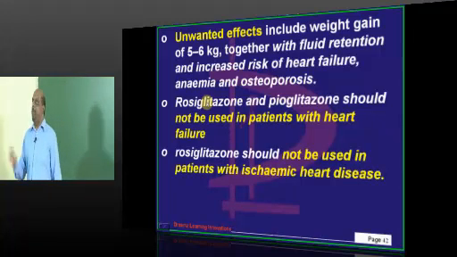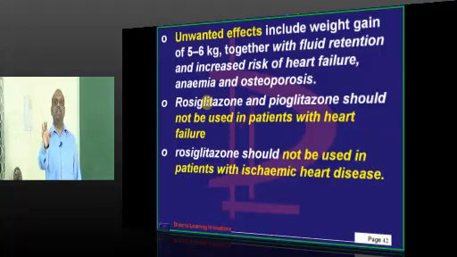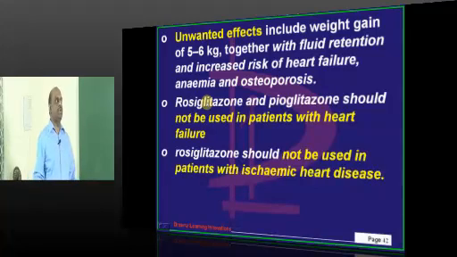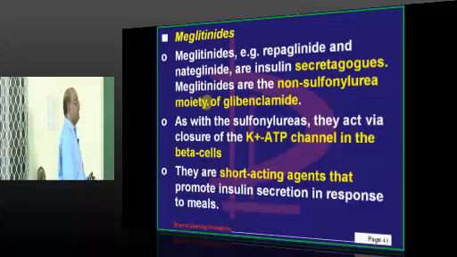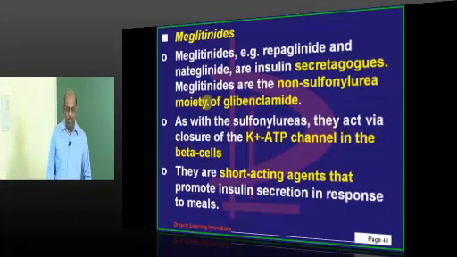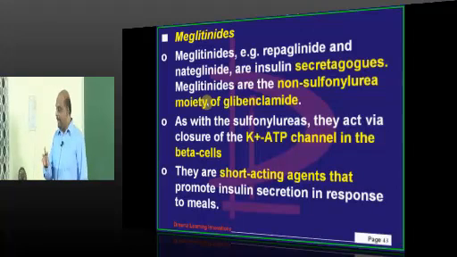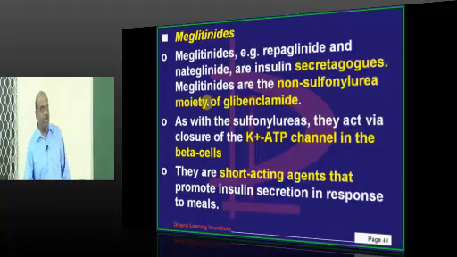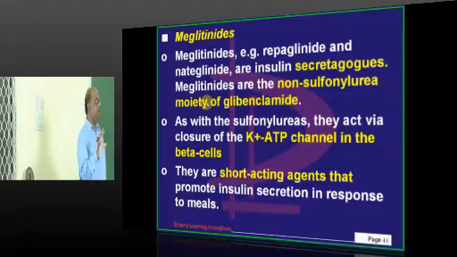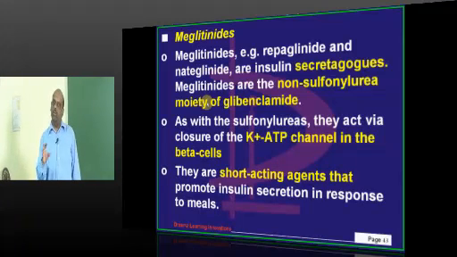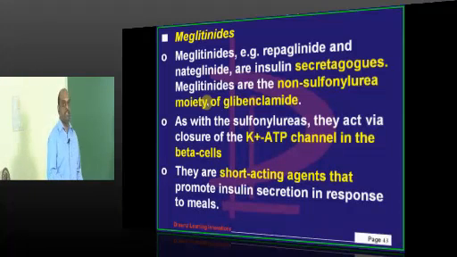Similarly, if a patient has got ischemic heart disease, don't use rosiglitazone, is a very, very important caveat which needs to be remembered. Then comes meglitinides, another important group of drugs. Repaglinide, nateglinide, they both are insulin secretagogues.